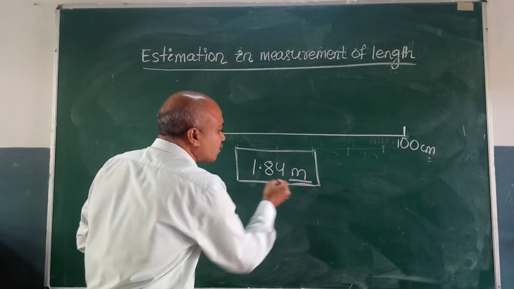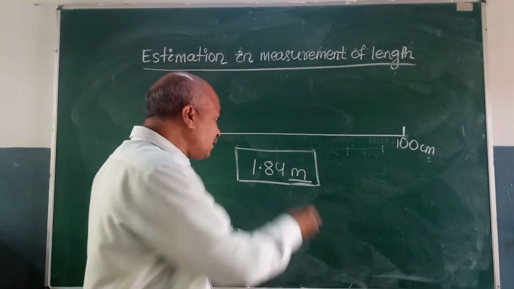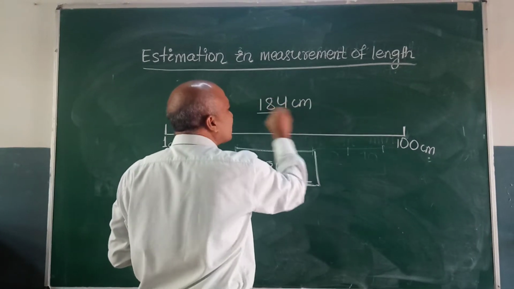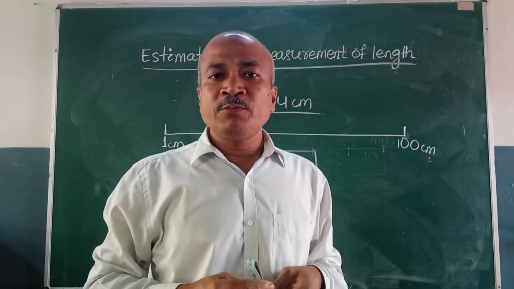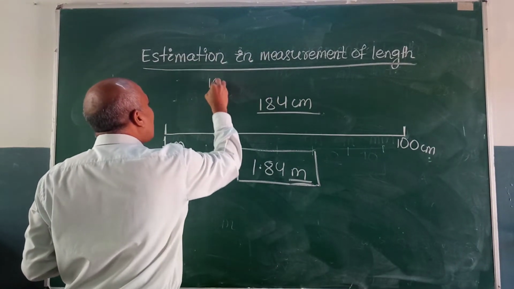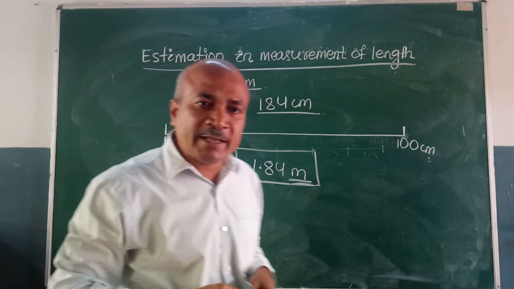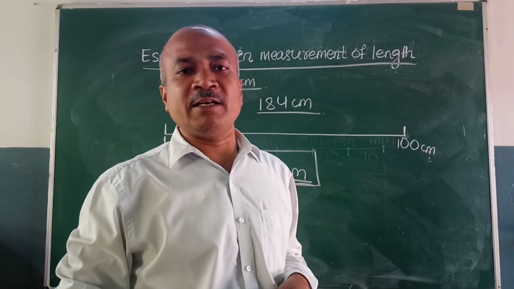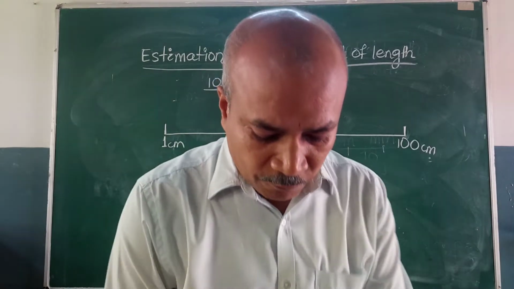So here the convenient unit is meter. Clear? You can take also centimeter, but the measurement will be 184 centimeter. You might have seen in your progress report, your height is written like this, 107 centimeter. It means what? Your height is 1 meter and 0.7 centimeter. Clear?